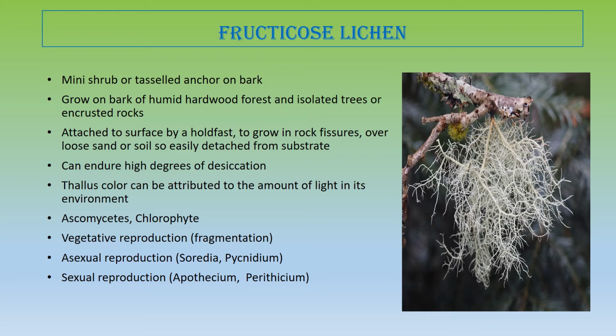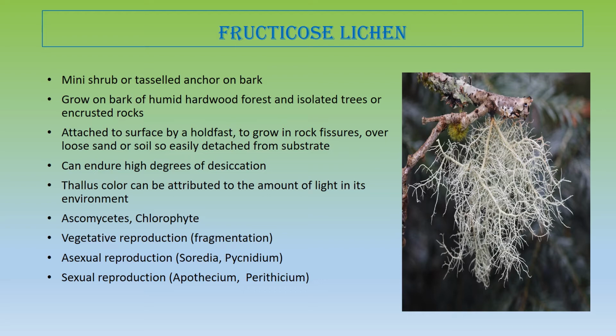This type of lichen reproduces vegetatively by fragmentation, and asexually it reproduces by soredia. We know that a soredium is a single algal cell that is surrounded by fungal filaments, and pycnidia. Pycnidia are flask-shaped structures that are immersed in the tissue of the thallus.